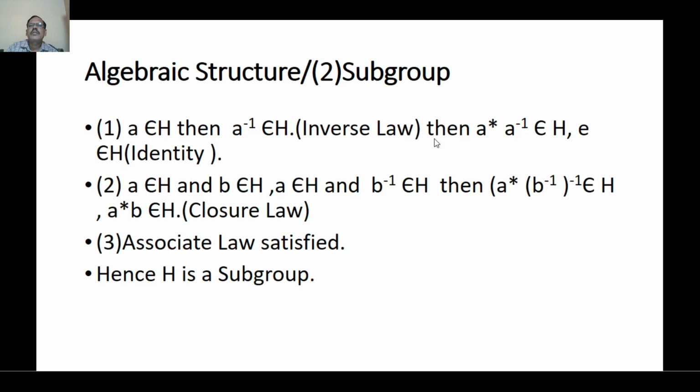A belongs to H, B belongs to H, so B inverse belongs to H. Then A star B inverse whole to the power of -1 belongs to H, and hence A star B belongs to H. Associative law is satisfied and hence H is a subgroup of G. So this is one of the important properties of subgroups: if H is a subgroup of G, then A, B belongs to H implies A star B inverse belongs to H.